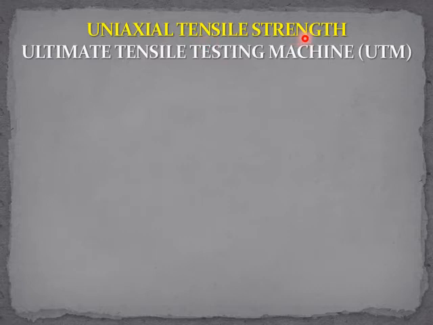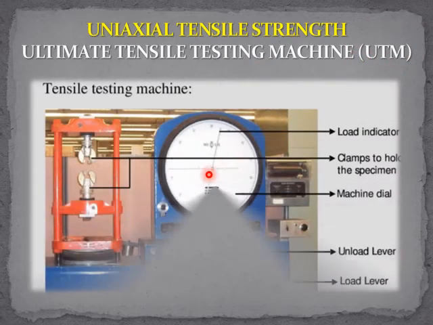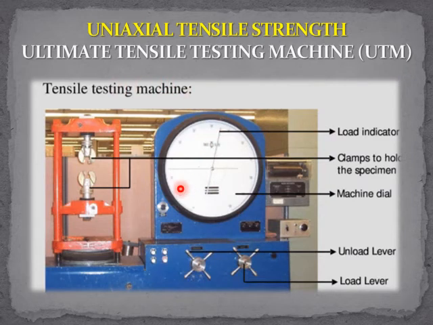So this tensile strength is measured with the help of ultimate tensile testing machine, which is shortly referred to as UTM. So this is the tensile testing machine. You have a machine dial which is going to indicate the amount of load applied to the material. You have two levers, one to load the material, another lever to relieve the load, that is, unload the material. The specimen whose strength has to be tested is placed between the two clamps which are used to hold the specimen.